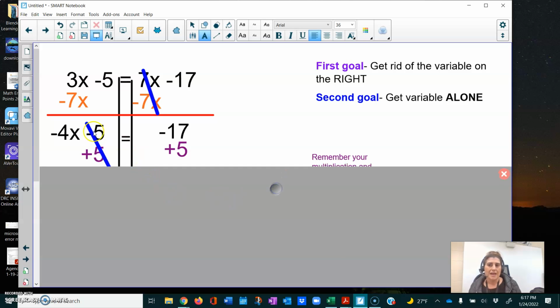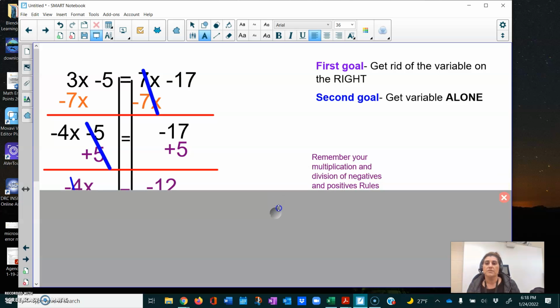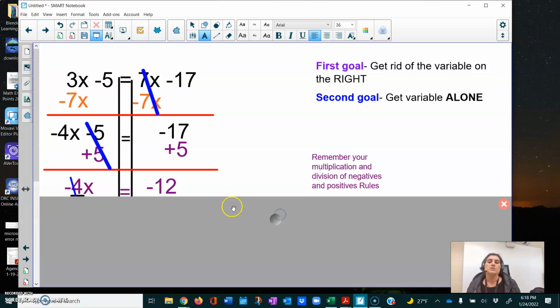So now I have to get rid of this negative 5. Negative 5, I give you 5, we're even, right? So that cancels out. I do it to the left side of the equal sign, I have to do it to the right side of the equal sign. So I'm going to do the same thing. Negative 17, positive 5. What do I have? It's actually going to be subtraction because I have a higher number of negative. Negative and positive, I'm actually subtracting. So I have negative 12.